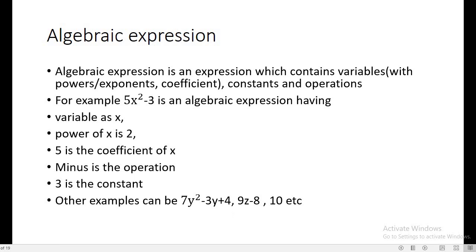Other examples can be 7y square minus 3y plus 4. This is an algebraic expression. 9z minus 8 is an algebraic expression. Or if it is only constant, then also it is an algebraic expression. For example, 10.